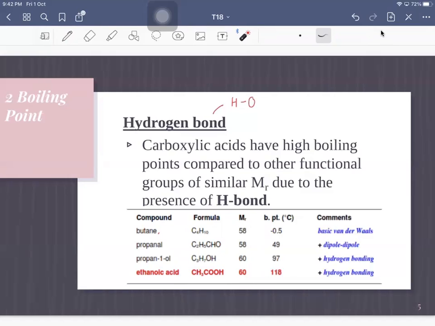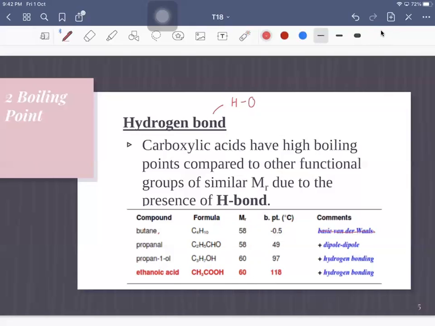But the boiling point is very, very different. As you can see, butane has the lowest boiling point. So this suggests that the intermolecular force that is present in butane or alkanes is much weaker than ethanoic acid and propan-1-ol, for example. Okay, this is true because in butane there is only the ID force.